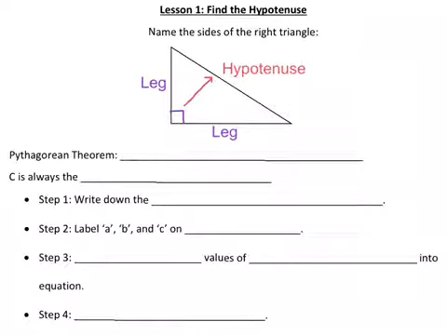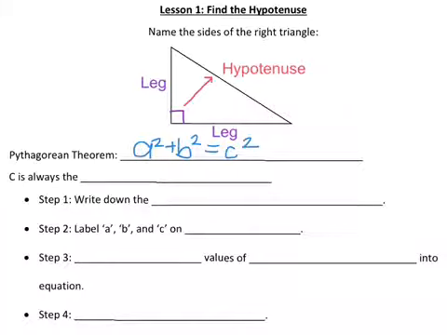Now let's talk about the Pythagorean theorem itself. It is a formula that we will be using over and over. It is a squared plus b squared equals c squared. Now, we don't know what a or b or c are, okay? So we're going to start labeling them. When you add up the squares of a and b, it should equal the square of c.